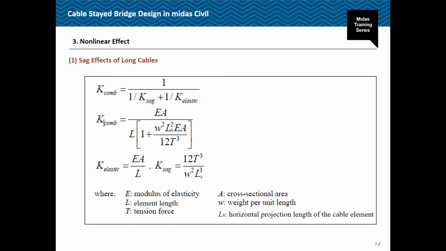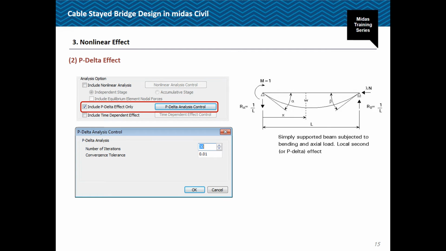Just a little remark on nonlinear effects. We already discussed the sag effect along cables. So the stiffness of the cable is influenced not only by the length of it, but also by the tension and the weight of the cable itself. P-delta effects can be included in the analysis, and P-delta effects are quite critical for the deck bending, and those can be included even if you're doing a linear analysis.